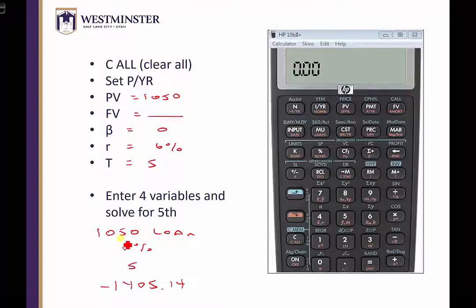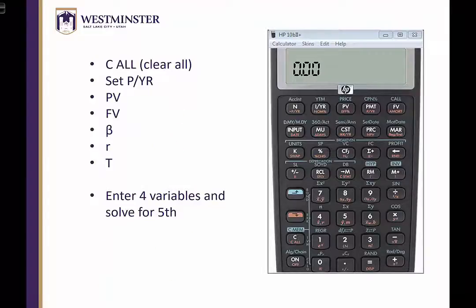So if I got the loan of $1,050 today, 6% interest, 5 years, I would have to make a lump sum payment of $1,405.14 at a point in the future. So another example might be, what if we have a mortgage that's $200,000? We're considering a mortgage of $200,000, payable in 30 years in monthly installments, and it's at 3.5%.